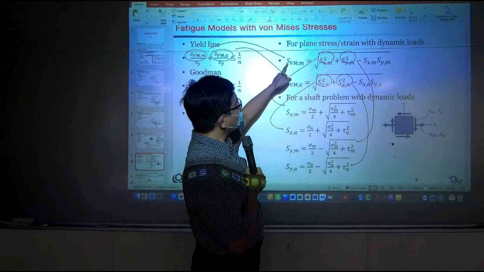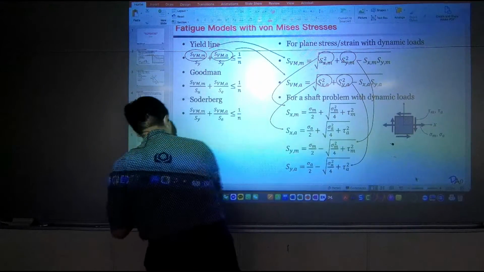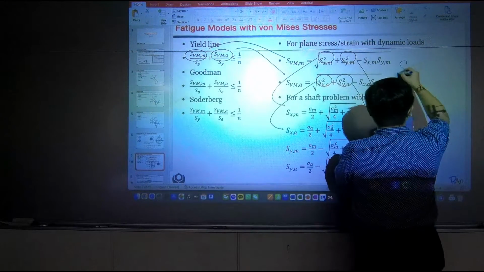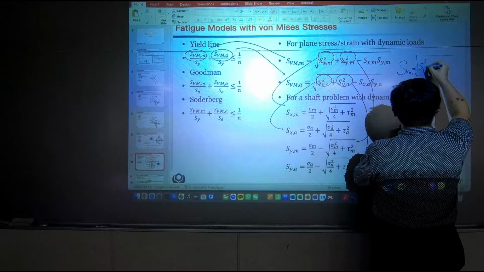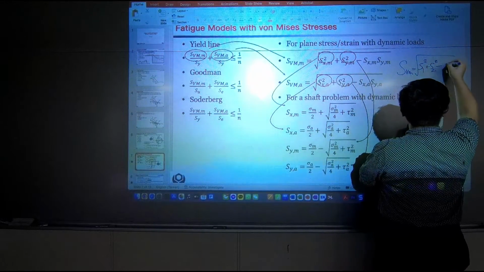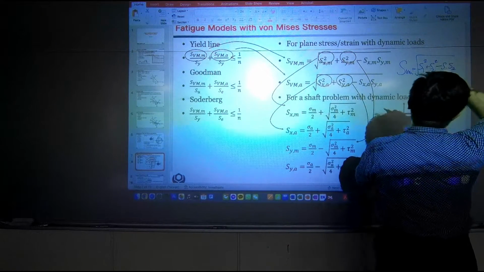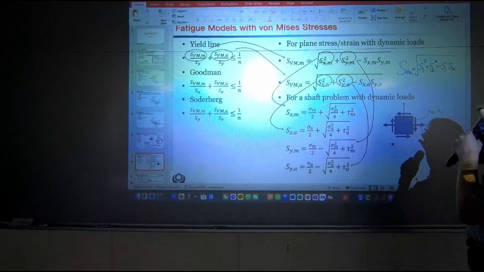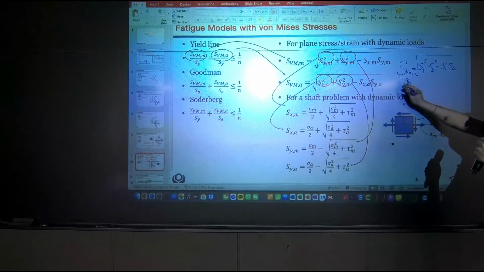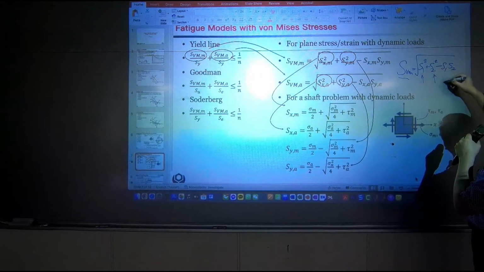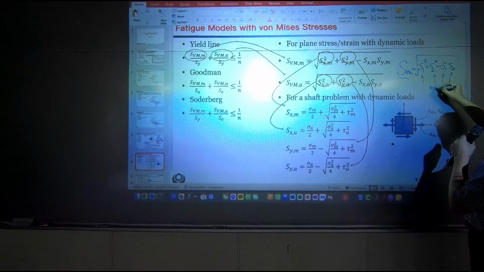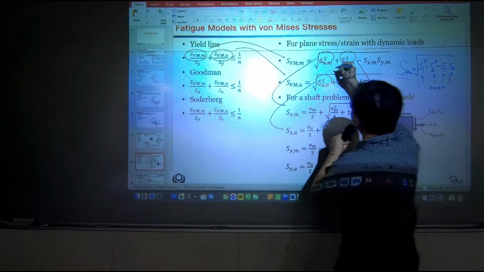So basically, von Mises stress equals the square root of S1 squared plus S2 squared minus S1 and S2. And if we want to study the mean value of this, we basically plug in the mean value of those. That's why we have the mean right here.